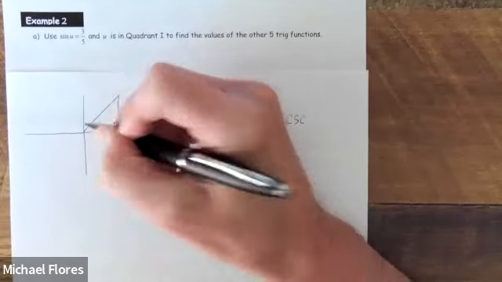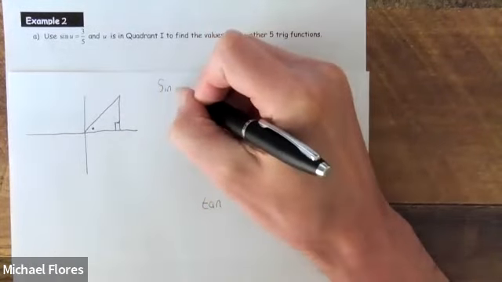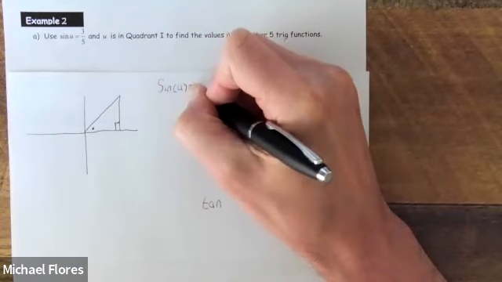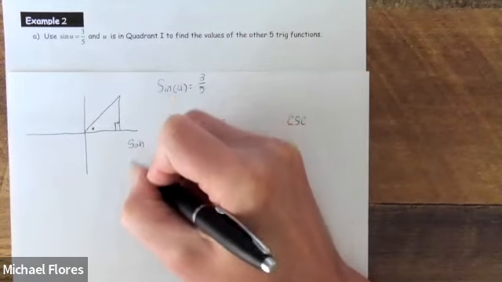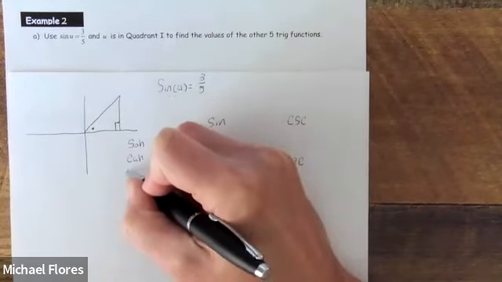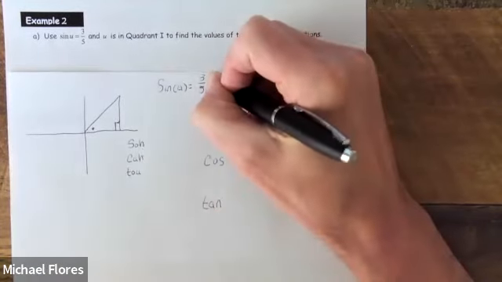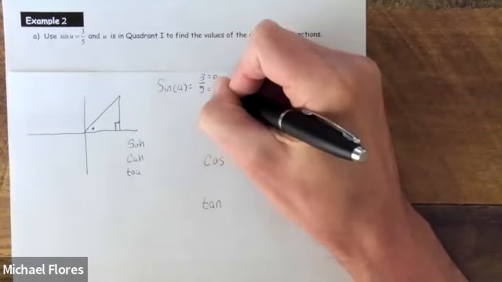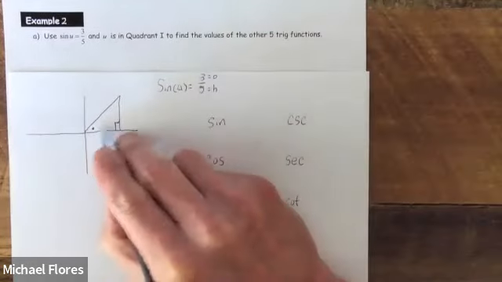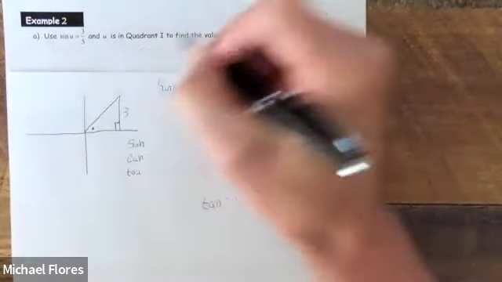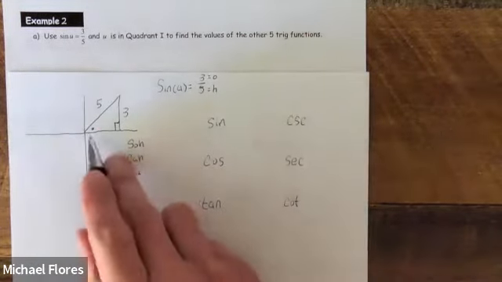Here's angle theta. It says sine of u is equal to 3 over 5. Well, sine is opposite over hypotenuse. So they've given a couple of our side lengths. Opposite of theta would be 3. Hypotenuse would be 5. Now we can use the Pythagorean theorem to find the adjacent side.